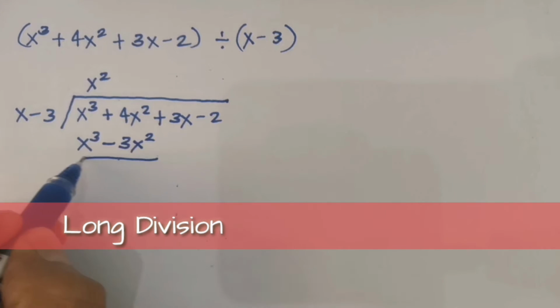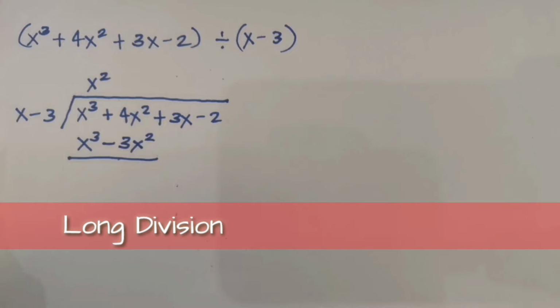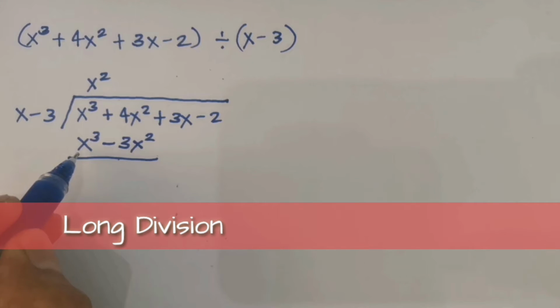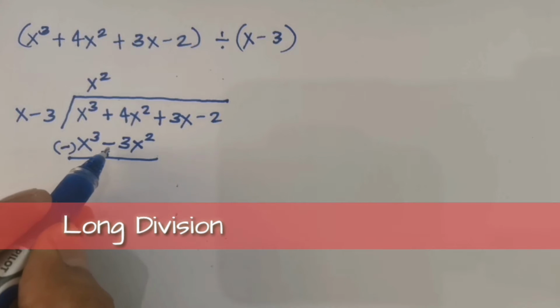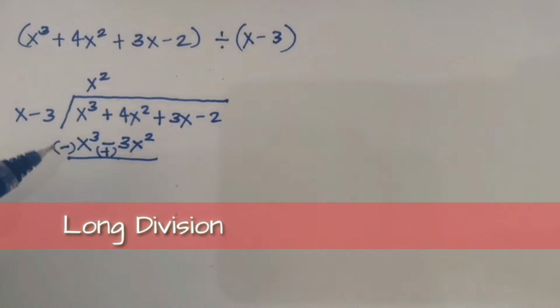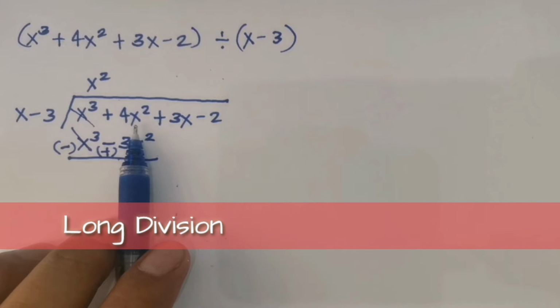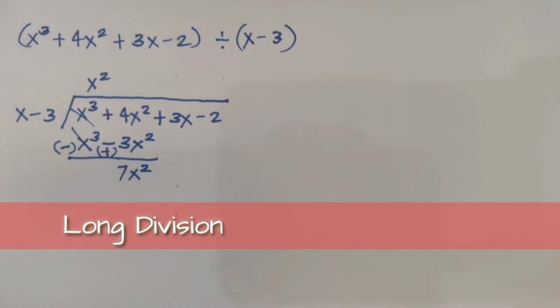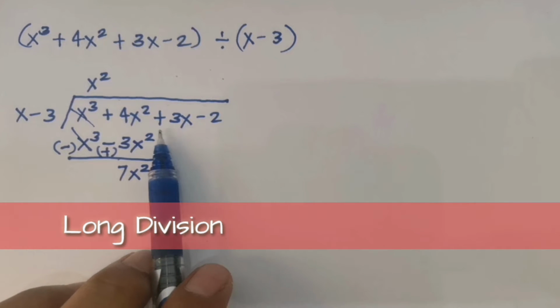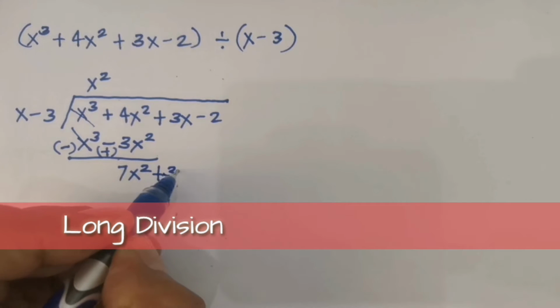Next step is subtraction. If we are going to subtract this, we will change the sign of this subtrahend, this bottom part. Since this is positive, we will make this negative, and since this is negative, we will make this positive. Okay? So, x cubed minus x cubed will be cancelled out. 0. Then, 4x squared plus 3x squared is 7x squared. Last step is to bring down the next term. So, you bring down positive 3x.